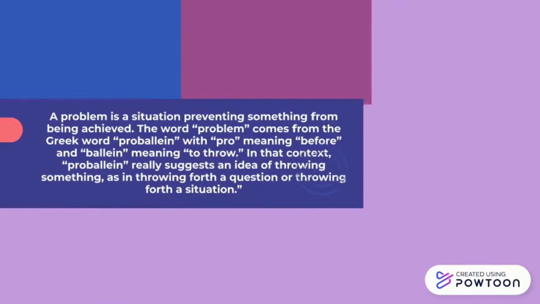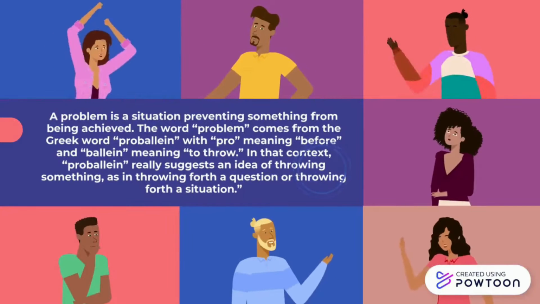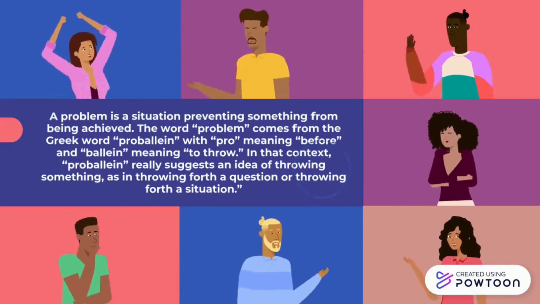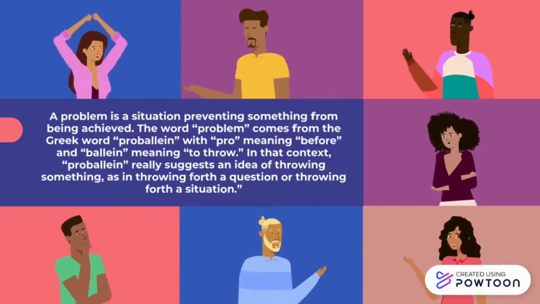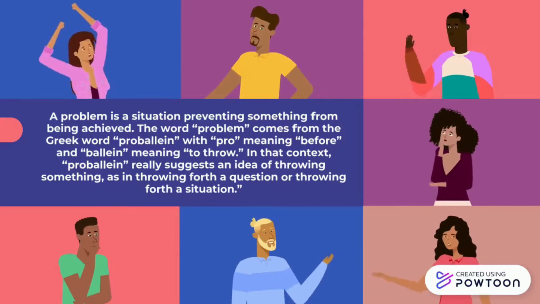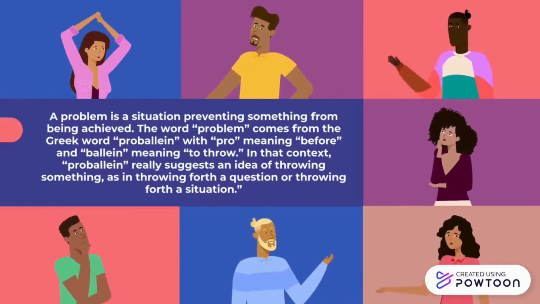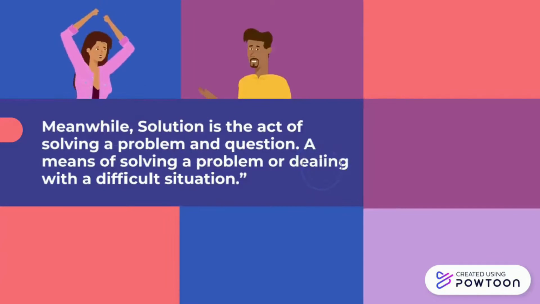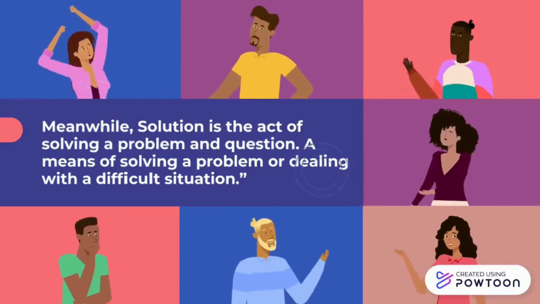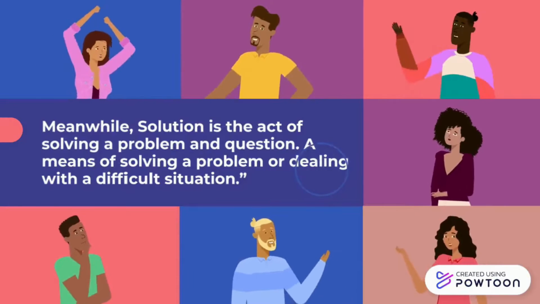A problem is a situation preventing something from being achieved. The word problem comes from the Greek word probaline, with pro meaning before and baline meaning to throw. In that context, probaline really suggests an idea of throwing something, as in throwing forth a question or throwing forth a situation. Meanwhile, solution is the act of solving a problem, and question, a means of solving a problem or dealing with a difficult situation.